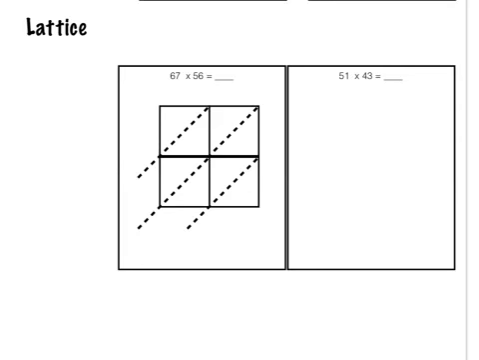Let's take a look. So I'm going to say 67 times 56. And I'm first going to go 7 times 6. 7 times 6 is 42. 4 is a 10, so it goes in the upper. And 2 is the 1, it goes in the lower part of the box. Then 7 times 5 is 35. 5 times 6 is 30. And 6 times 6 is 36.